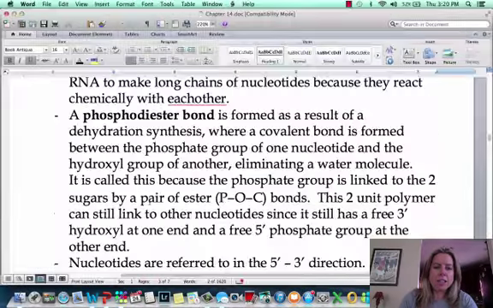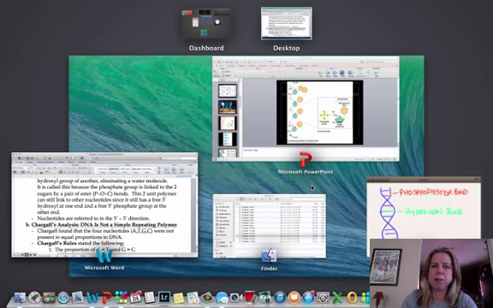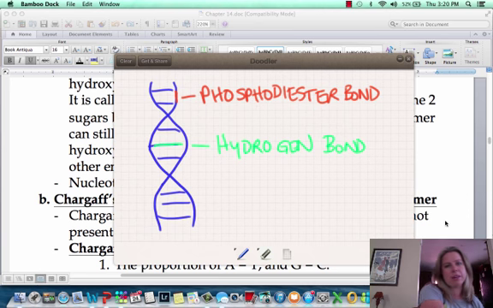Okay, back to this. What's going to happen is we're going to refer to nucleotides always in the 5' to 3' direction. Now, what do I mean by that? Let me clear this off and I can show you.